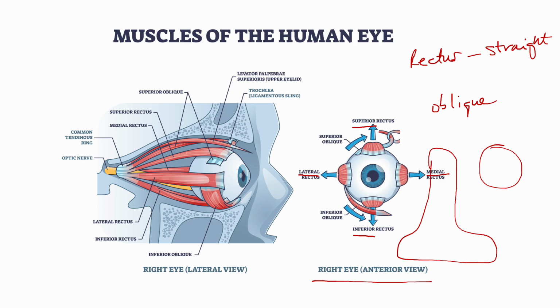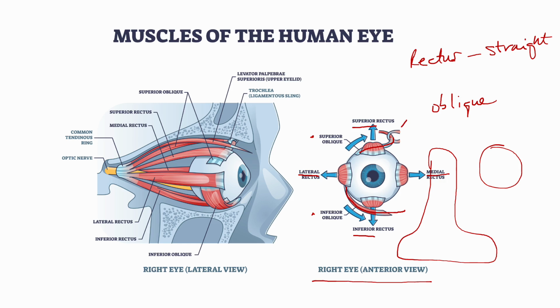Now, we have 2 oblique muscles. So again, we see superior, so that's toward the top. Inferior, below, toward the bottom of the eye. And the oblique muscles are not going to go straight back. They're going to travel to the side. So we see this inferior oblique muscle crossing toward the medial side. The superior oblique also is crossing over the side.